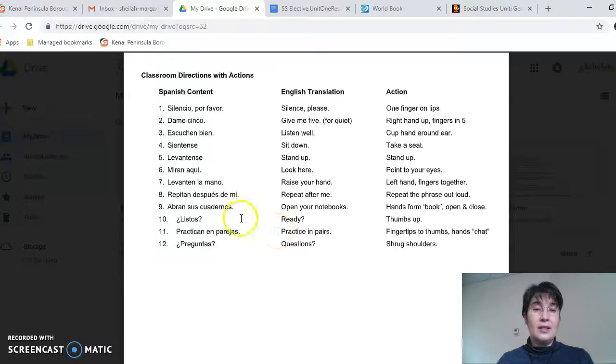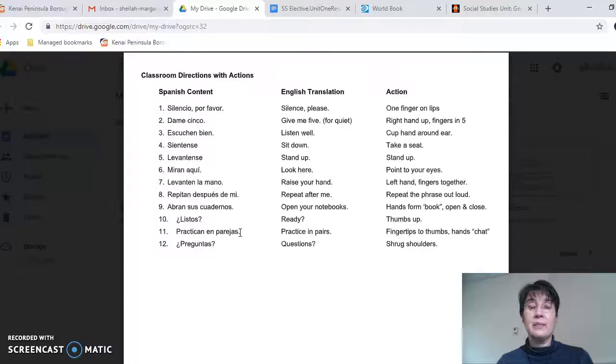10 and 12 are both questions. Listos? You're asking or being asked, are you ready? Listos is ready. It can have different meanings in different contexts. In this context, it means ready, as in, are you ready? And if you are ready, which hopefully you are, you can just give a thumbs up that you are indeed ready to go. Number 11, practican en parejas.